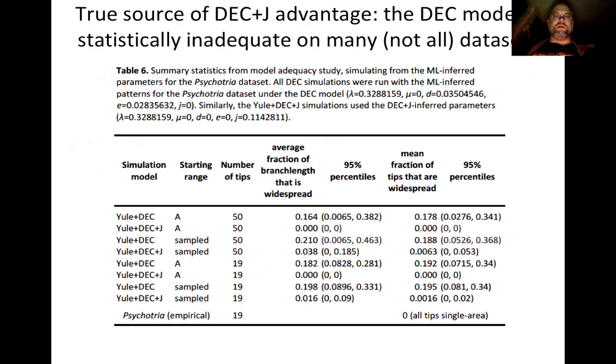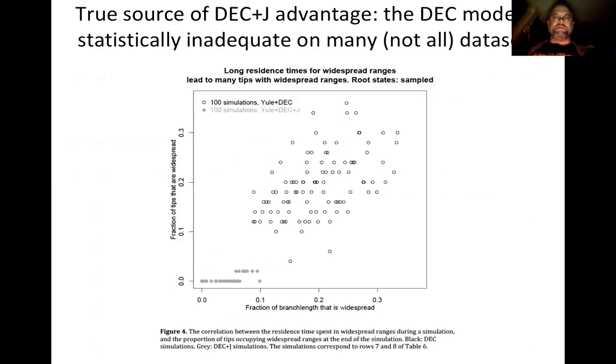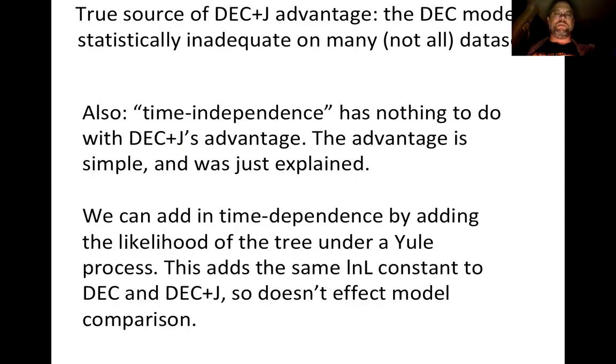All right, here are some slides showing that. I should keep moving here. But yeah, statistical inadequacy is easy to show for the DEC model. And it's easy to show that if you infer under the DEC model and do simulations, many of the branches will occupy widespread ranges for much of their length, and many of the tips will come out widespread. Whereas under DEC+J, you get many fewer branches living in widespread ranges, and many fewer tips will come out living in widespread ranges. So if your data set looks like that, then DEC+J will have an advantage.